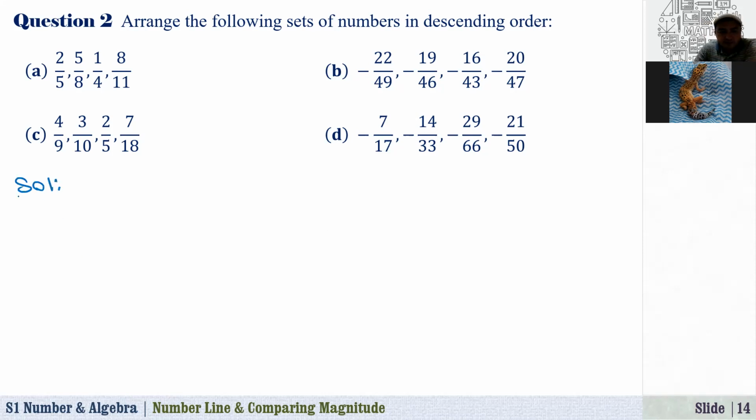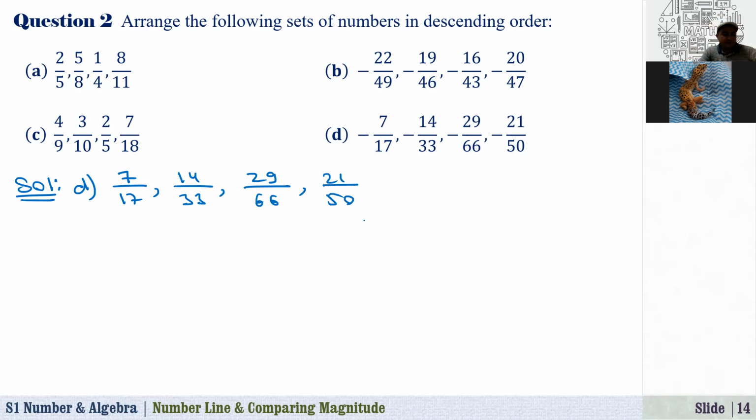Solution. Question D. Again, I can just ignore the negative sign. And after that, we can just interchange the inequality signs. Let me just compare these numbers: 7 over 17, and 14 over 33, and 29 over 66, and 21 over 50.